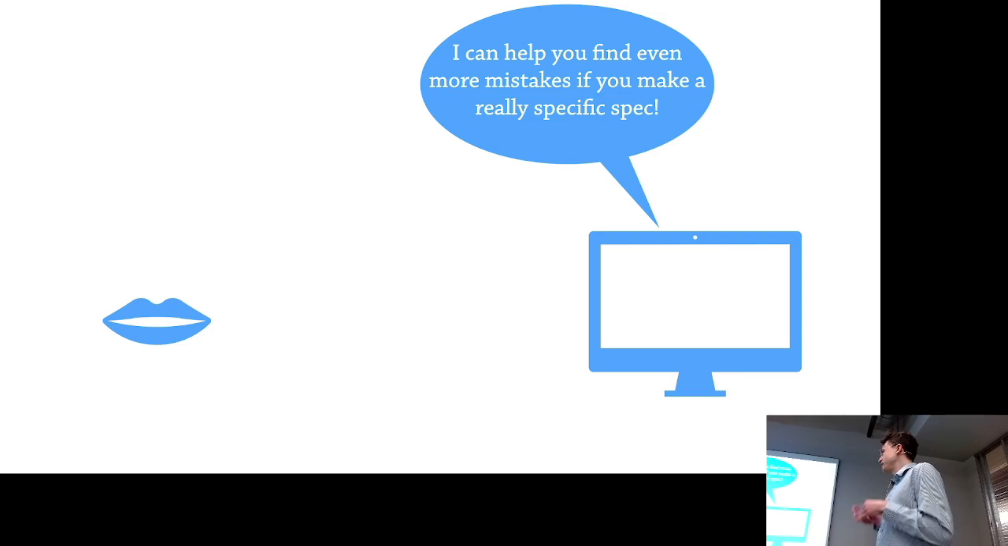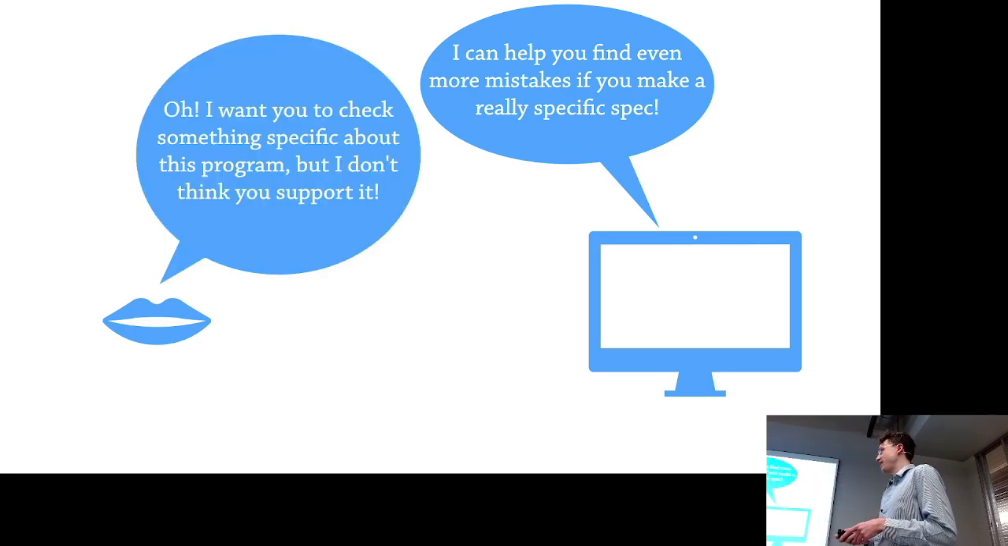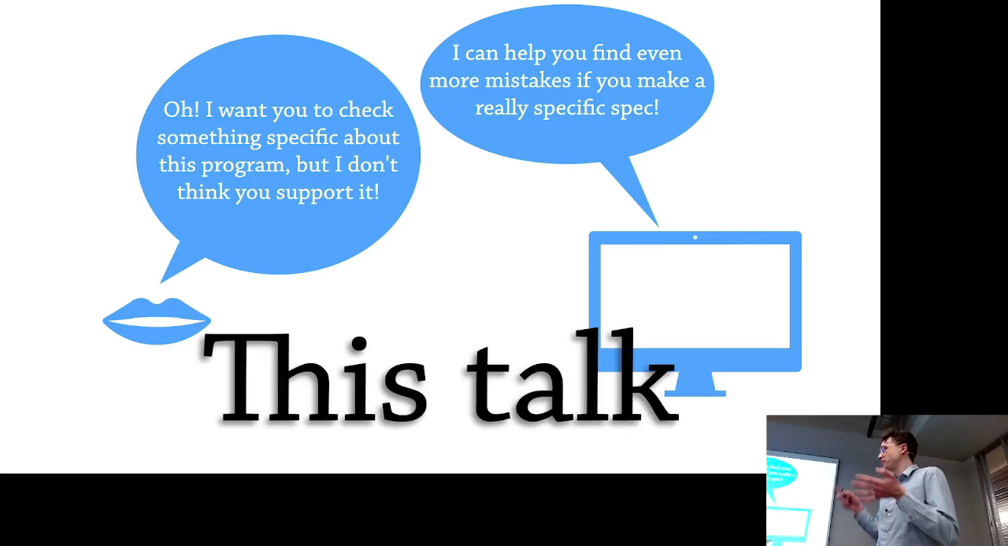All right, so that was an introduction to Spec. We're going to move into the subject of this talk. Let's think about this particular dialogue. Malli is sort of asking us, well, I can help you find even more mistakes if you give me a really specific spec. And I'm saying, oh, I want to tell you something specific about this program, but I don't think Malli or Schema or Spec supports it. So that's what this talk is going to be.